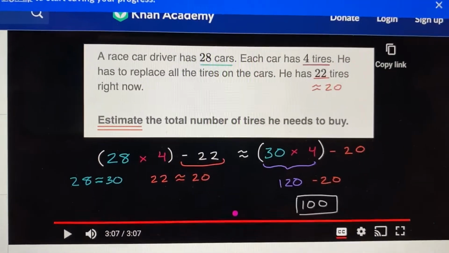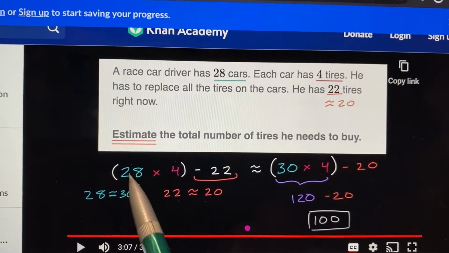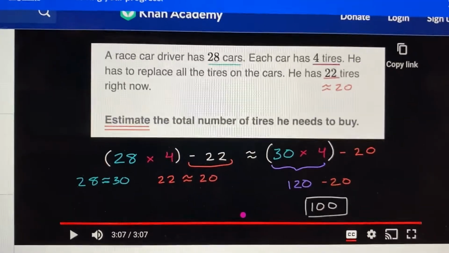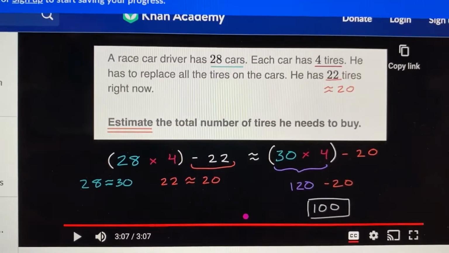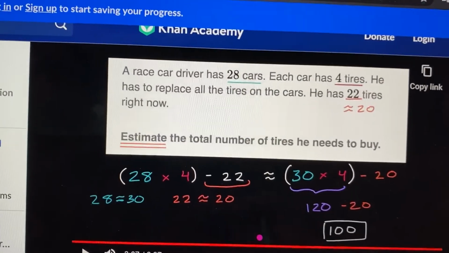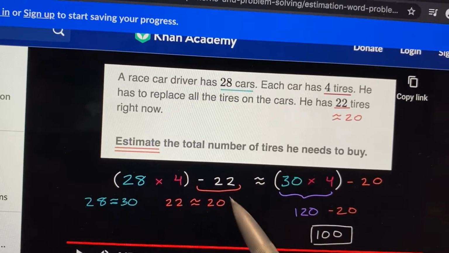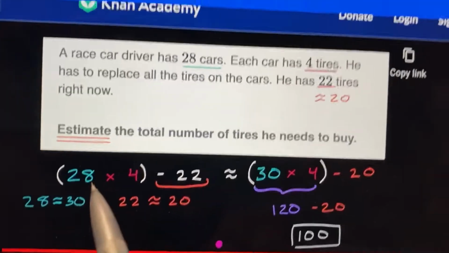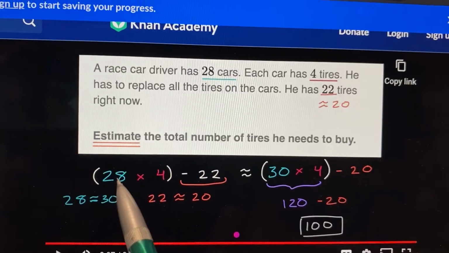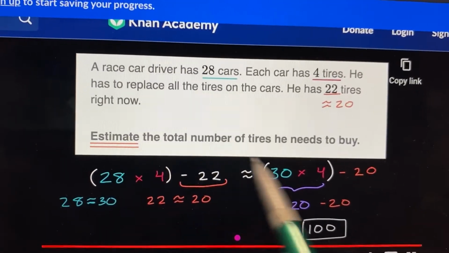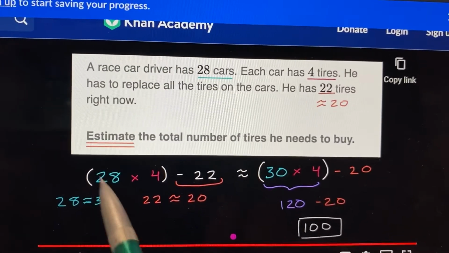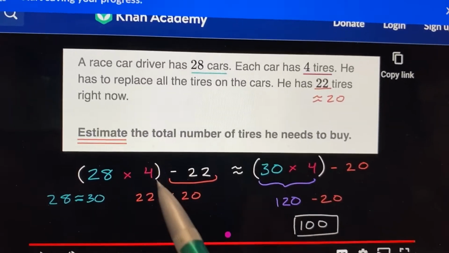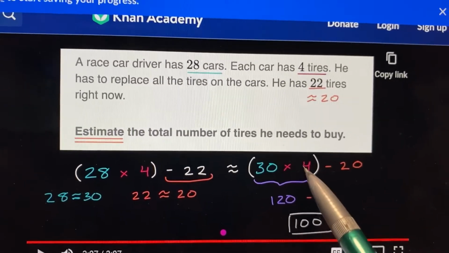However, it's kind of hard for you guys to multiply 28 times 4 in your head. That's even hard for me. So what they want to do is make it easier for you guys. So they found that the number 28 is closer to the number 30. So they changed 28 to 30. They kept 4 the same because it doesn't need to be changed.